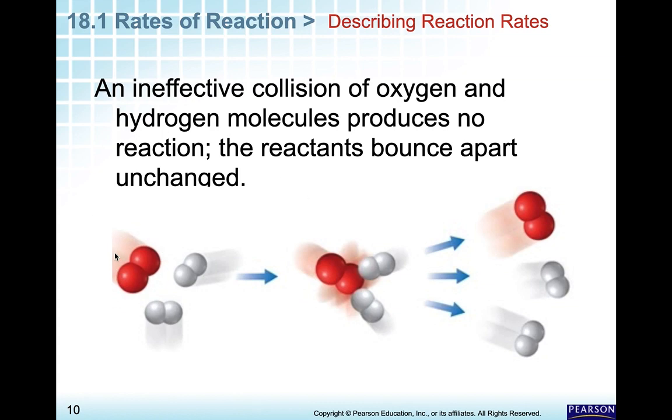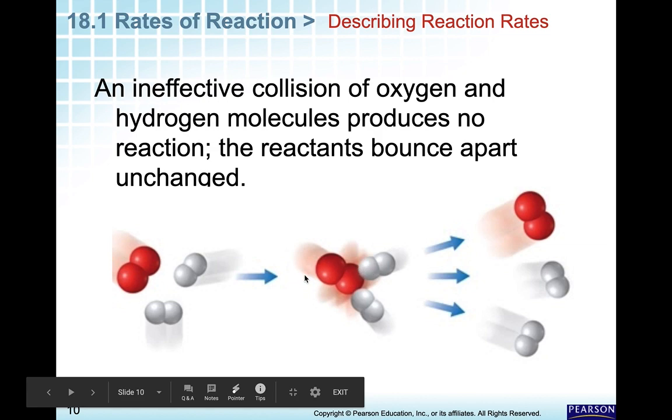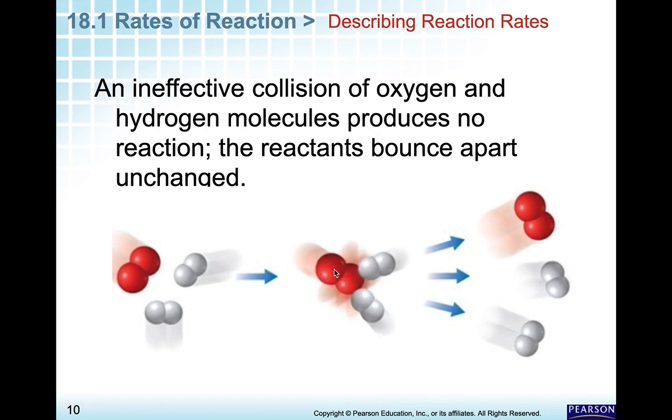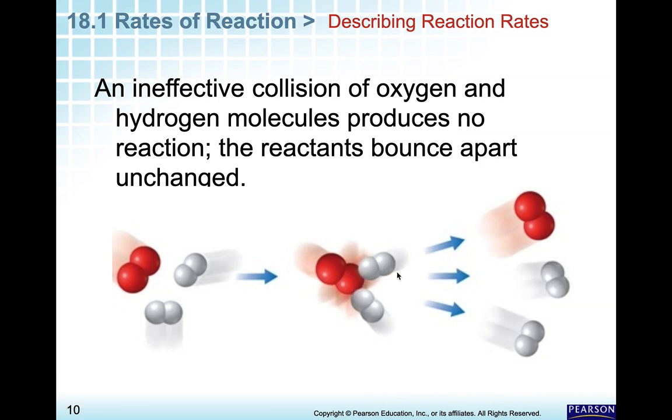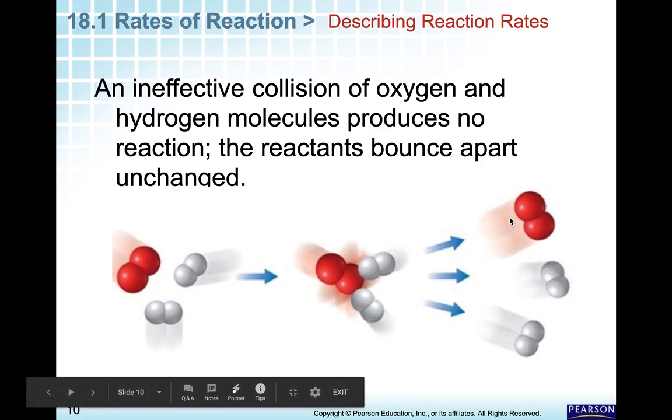So in this example, we've got those same two hydrogen molecules, that same oxygen molecule, but this time it just so happens that both hydrogens run into this one oxygen. Well, that doesn't produce H2O for us because there's 4 hydrogens over here and this oxygen didn't get any, so it wasn't the right orientation. They might not have had enough energy either. It was an ineffective collision. The reactants just bounce off. They didn't make any product.